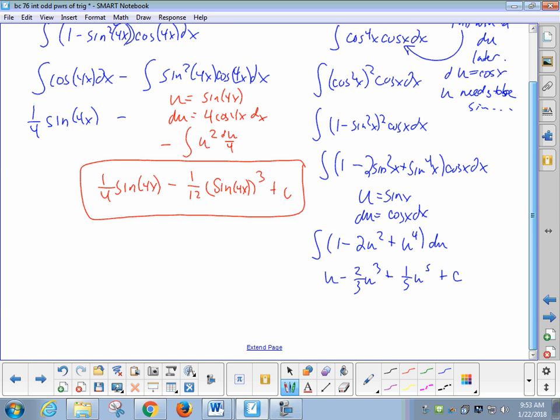u to the fifth over 5. And I have been not writing that step and just going back to the substitution, which you can definitely do. If you like to integrate and use sub back, that's fine. So if you end at sine minus 2/3 sine cubed, I'm using those parentheses, sine cubed, plus 1/5 sine to the fifth, and we're going. Cool? Okay.